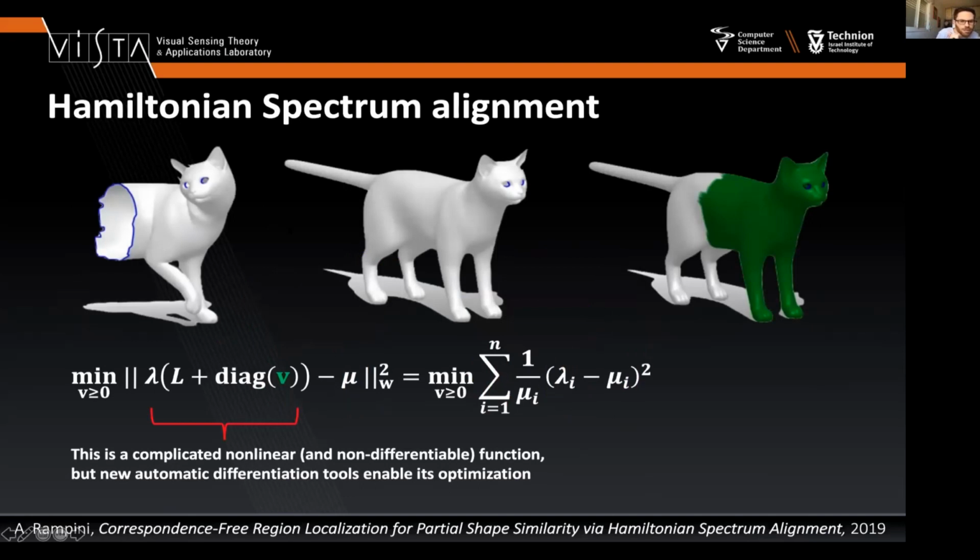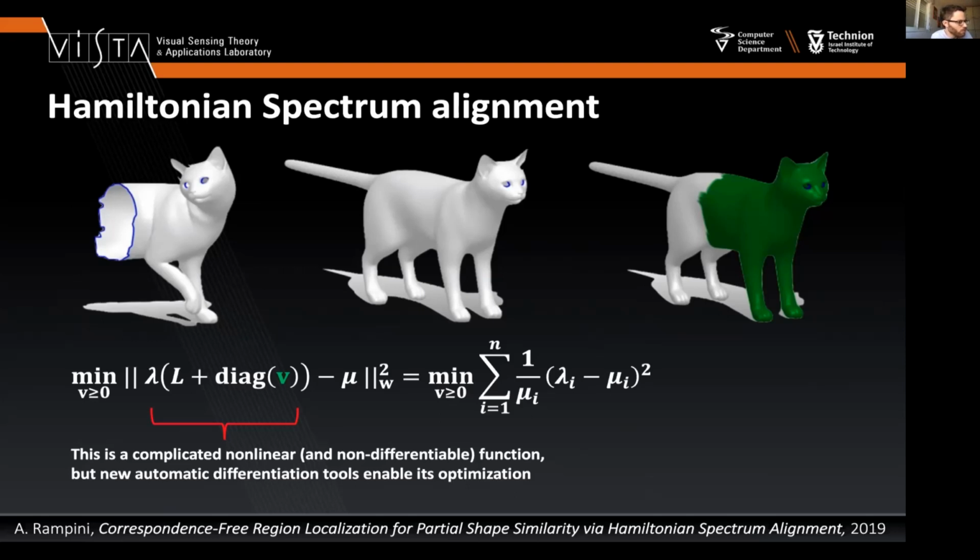This is a method called the Hamiltonian spectrum alignment. It allows you to solve partial shape correspondence. The idea here is that instead of working with the Laplacian, I will work with something called the Hamiltonian, which takes into account this vector V, a vector of potential V. This vector V is encoded on the shape on the right as the green part. It's a green mask. The idea here is that I'm trying to find this mask such that if I mask that part and I compute the spectrum of that part, it will be similar to the part of the spectrum of the partial shape on the left.